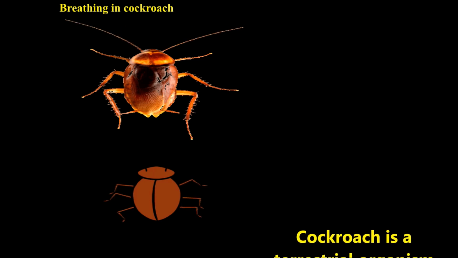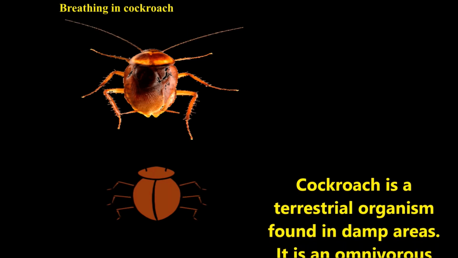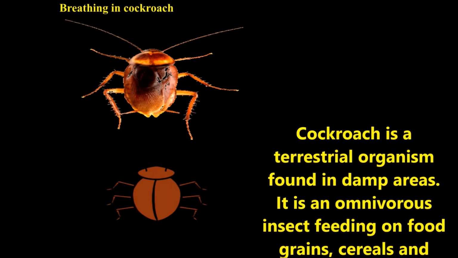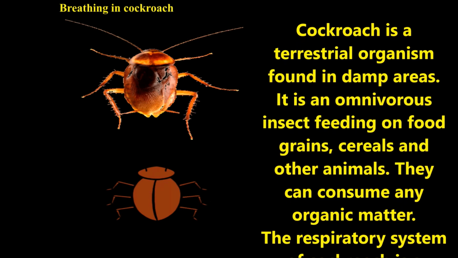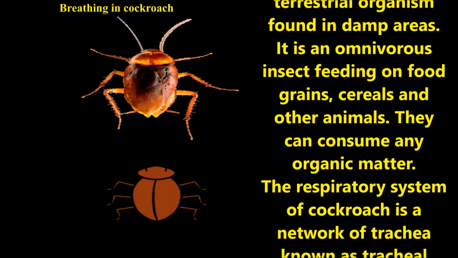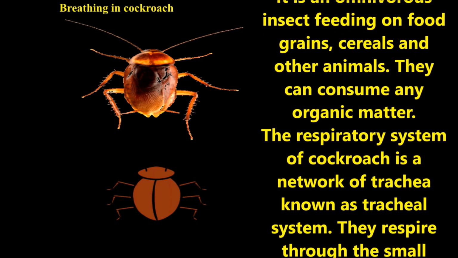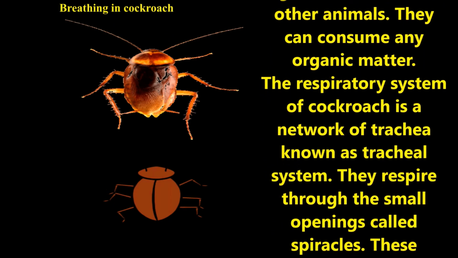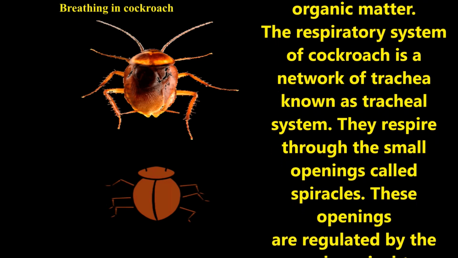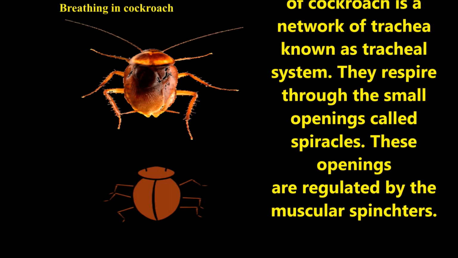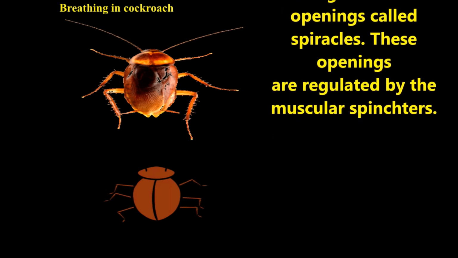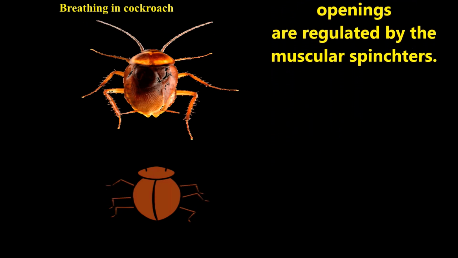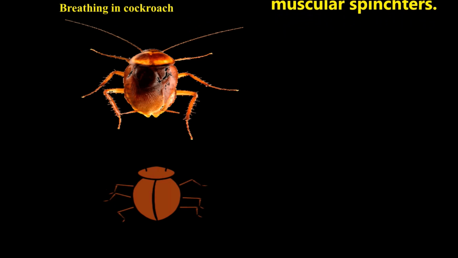Breathing in cockroach. Cockroach is a terrestrial organism found in damp areas. Cockroach is an omnivorous insect feeding on food grains, cereals, and other animals. They can consume any organic matter. The respiratory system of cockroach is like a network of tracheae known as a tracheal system. They respire through small openings called spiracles. These openings are regulated by muscular sphincters.